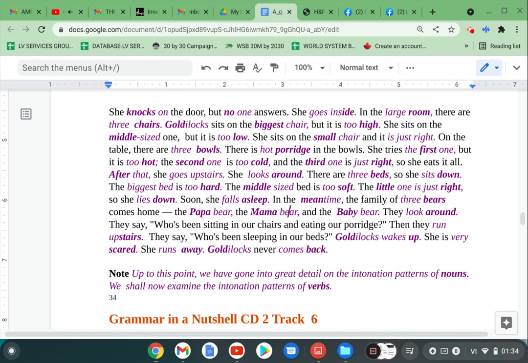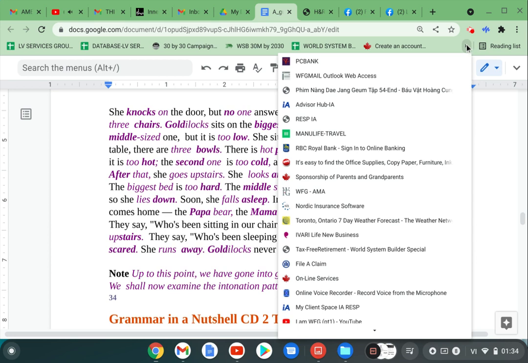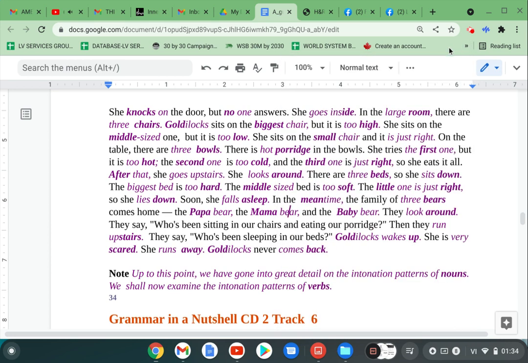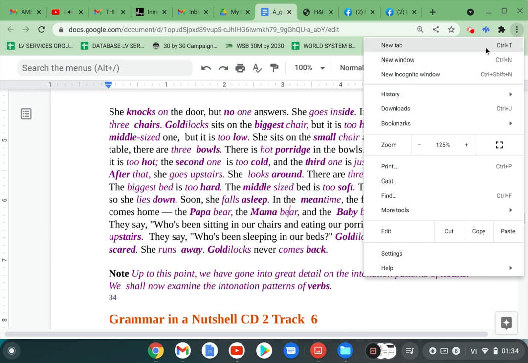Then they run upstairs. They say, "Who's been sleeping in our beds?" Goldilocks wakes up. She's very scared. She runs away. Goldilocks never comes back.